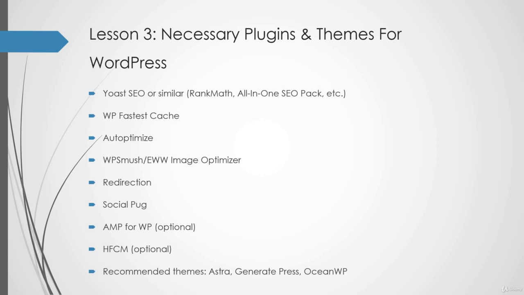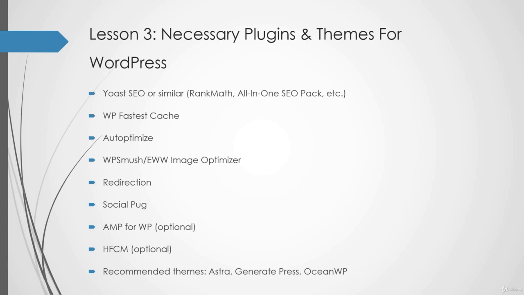Next one is the HFCM plugin. This plugin is used to install a code which you will get from Google tools such as Search Console and Google Analytics, and you have to paste this code on your website. What this plugin does is act as a container where you can install those codes directly on your website. The reason why I label it as optional is because you can actually paste those codes into your WordPress theme file as well. But if you find that to be complicated, you can use this plugin instead.